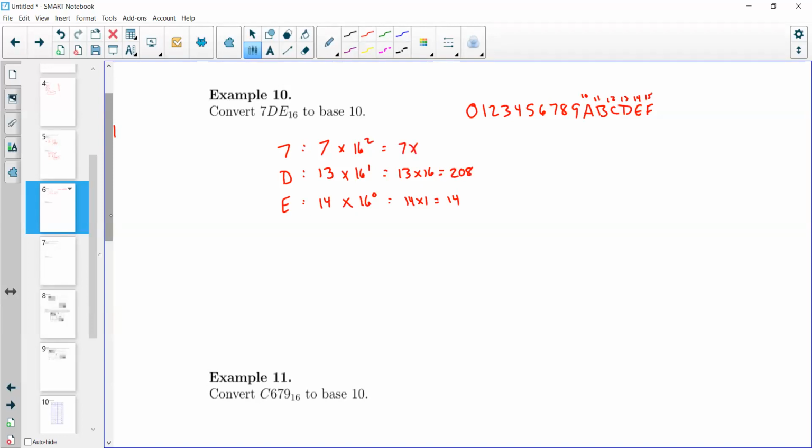This is 7 times, what's 16 times 16? It's 256. Times 7. Somebody want to help? 1400, 1750, 1792, is that right? Do I still know how to multiply in my head? 2014, and again, we've converted to base 10. So we don't put the base down.